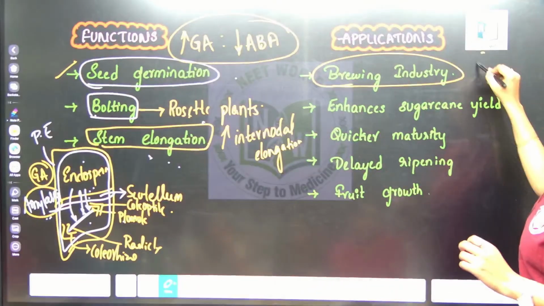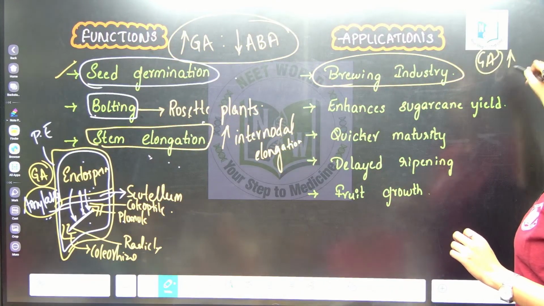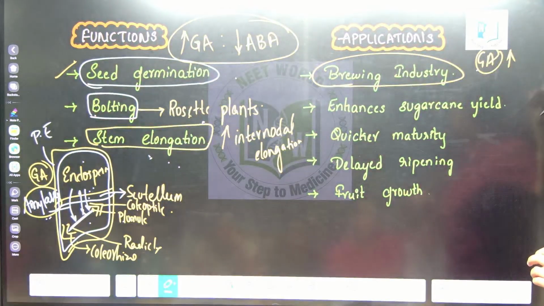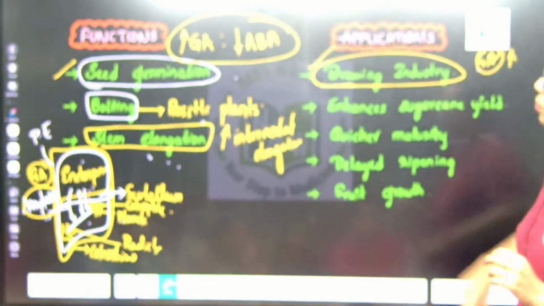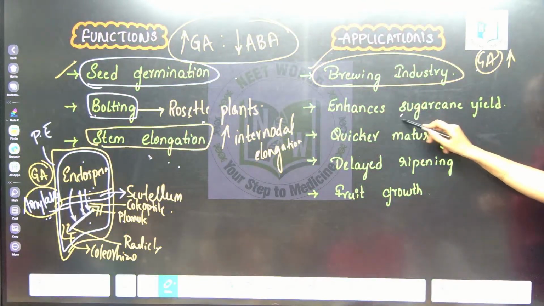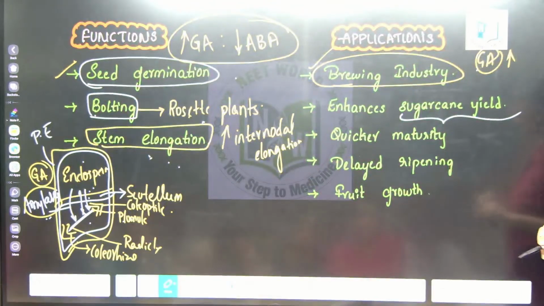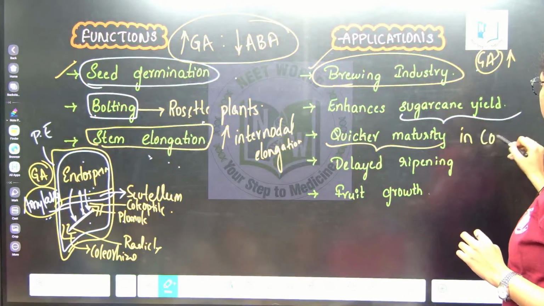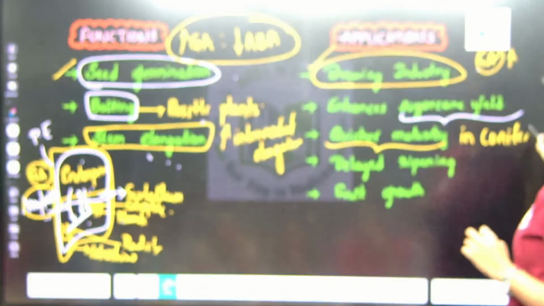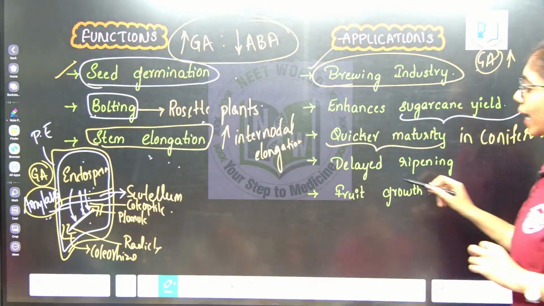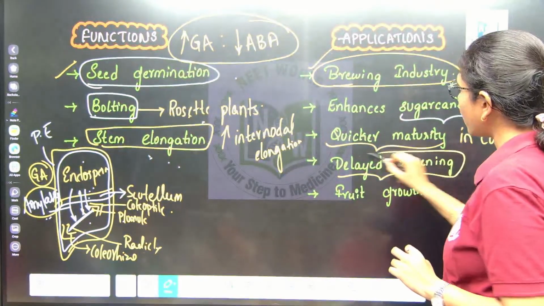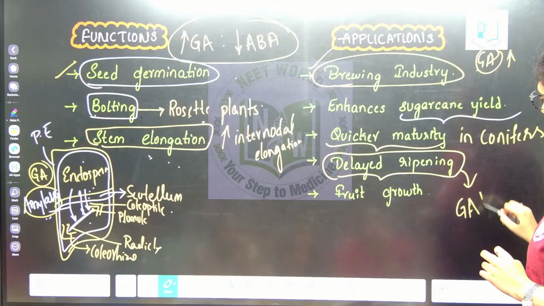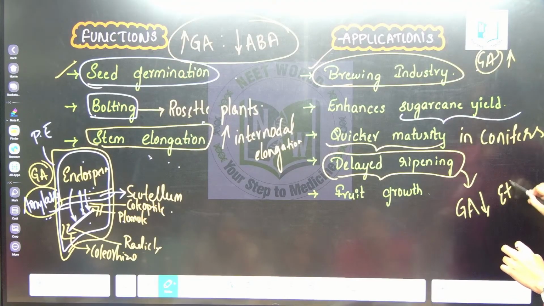Because gibberellic acids will induce the synthesis of amylase, and that is how simple sugars will be formed. That is the reason they are used in what? Brewing industry. They will enhance the sugarcane yield, okay. They will enhance quicker maturity in conifers, okay, and they delay ripening. So, when ripening is considered, gibberellic acid is inhibiting and ethylene promotes ripening.